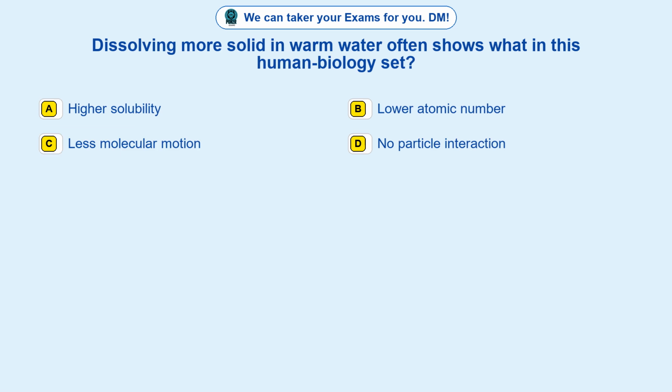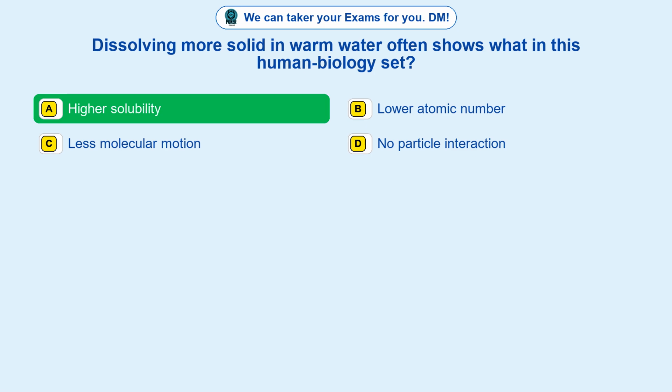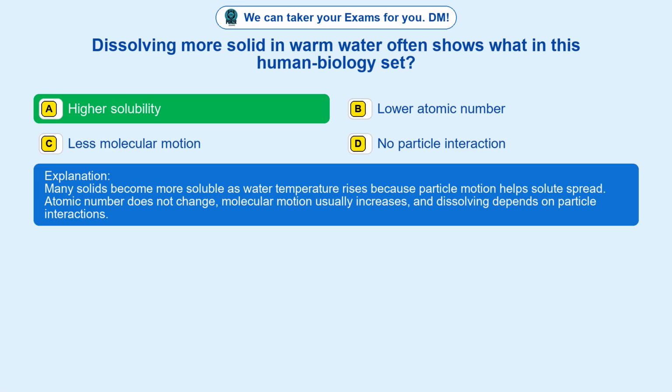Question 54. Dissolving more solid in warm water often shows what in this human biology set? Option A, higher solubility. Option B, lower atomic number. Option C, less molecular motion. Option D, no particle interaction. The correct answer is option A, higher solubility. Many solids become more soluble as water temperature rises because particle motion helps solute spread. Atomic number does not change, molecular motion usually increases, and dissolving depends on particle interactions.